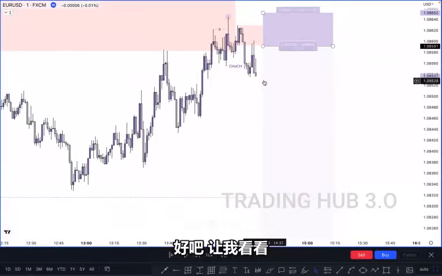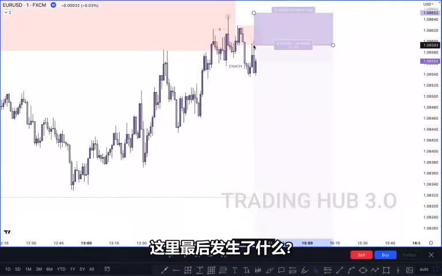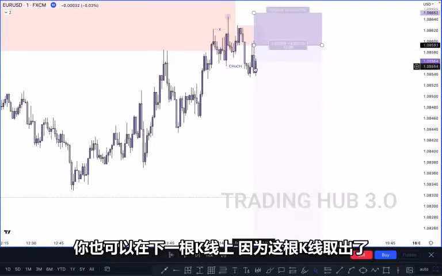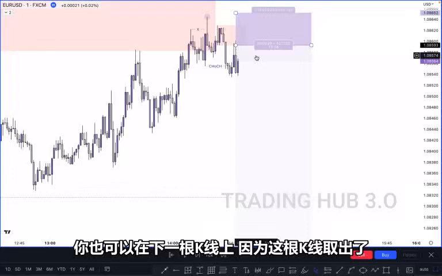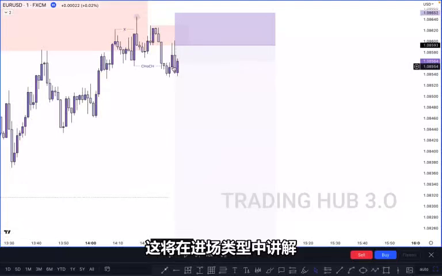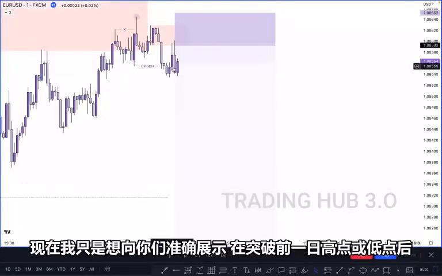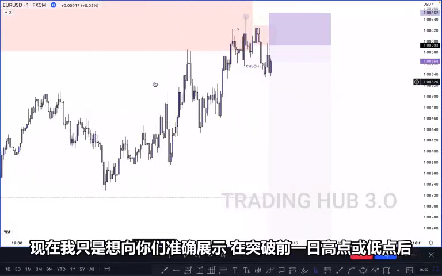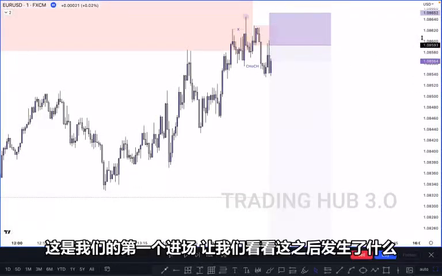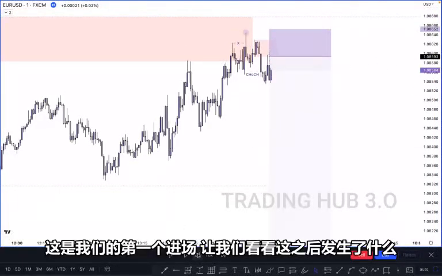Okay, so finally the market mitigates this one, and this entry is valid here, and you can sell here. You can also sell here on the next candle, because this candle took out the previous day high and this candle took out the previous candle high and closed below it, as per the single candle mitigation, which will be covered in the entry types. I'm just focusing on showing you exactly how you can trade after the previous day high or low is taken out. So this one is our first entry, and let's see what happened next.